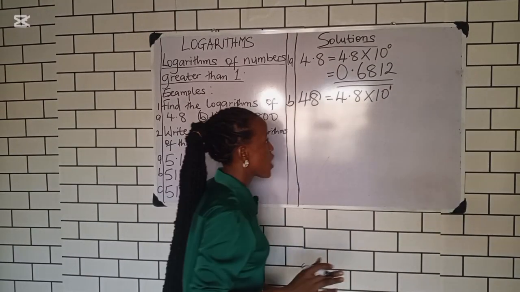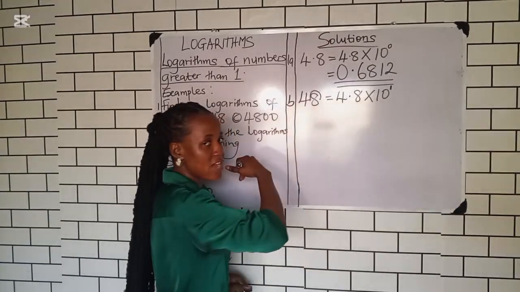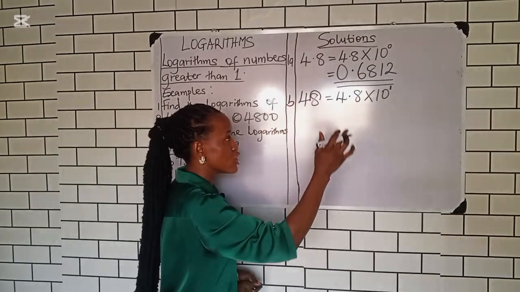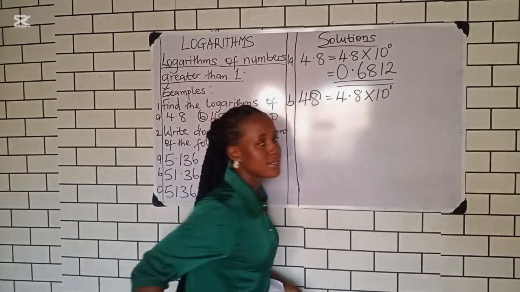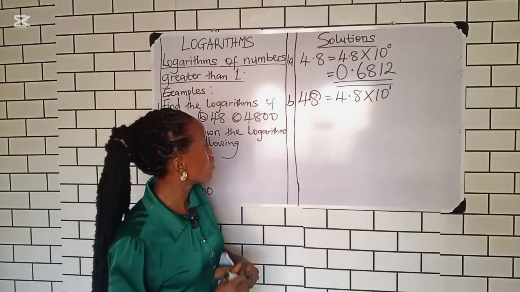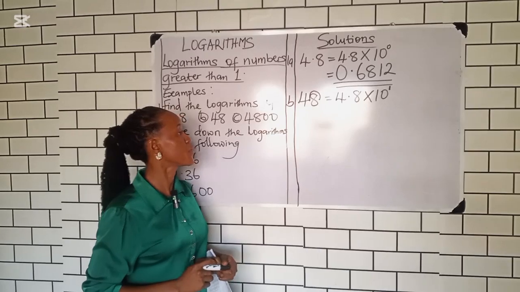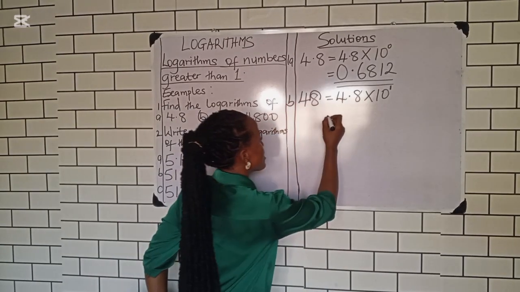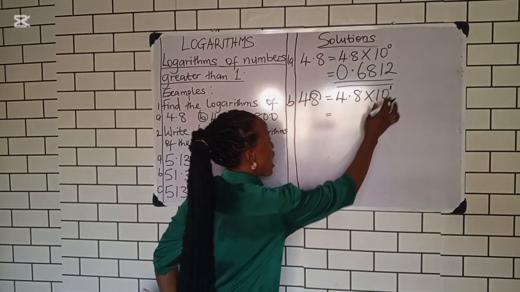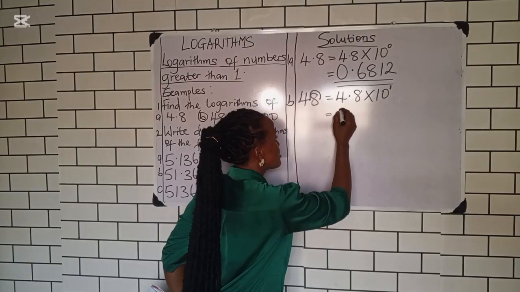Why is it positive 1? Because it counted to the left. If you are counting to the right, it's going to be a negative power of 10. Go back to my previous video under standard form so that you will understand better how to write numbers in standard form. Now, after writing this number in standard form, remember the power of 10 is our characteristic.